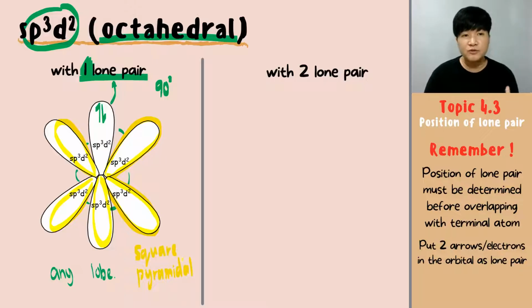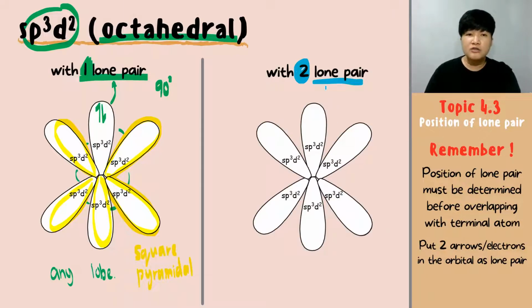That's why the first lone pair that you have in your octahedral can be placed anywhere. What happens when you have 2 lone pairs? When you have 2 lone pairs in your octahedral, the condition is only one. The first lone pair can be in any position. The second lone pair must be opposite of the first. Opposite of the first lone pair.